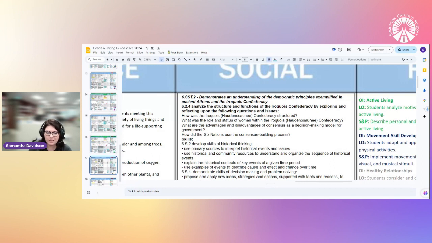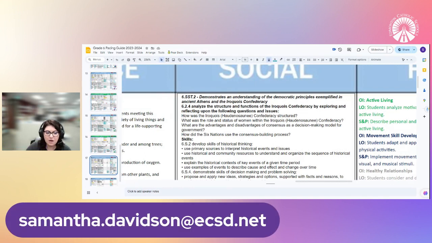So if you have any questions about this unit, if you want some supports, if you want additional ideas on how can we create this using maybe some tech, there's options with Minecraft, there's options in Google Earth. We could do lots of different things with it. The pacing guide only has a certain amount of room. So again, please reach out to me. I am more than happy to come and model any of this in your classroom. Again, support you with some planning ideas, creating a unit plan. We could definitely do all of those things.